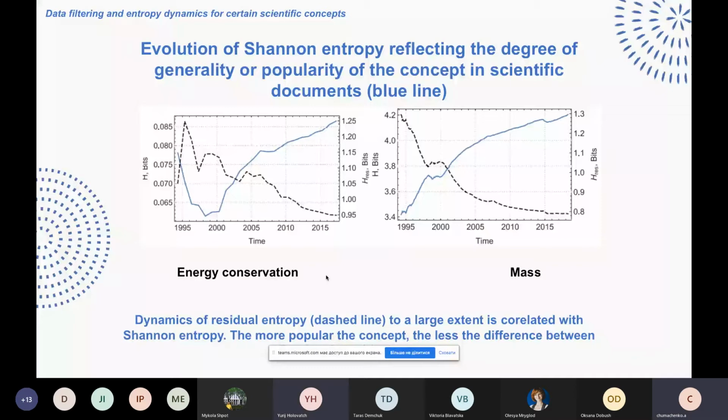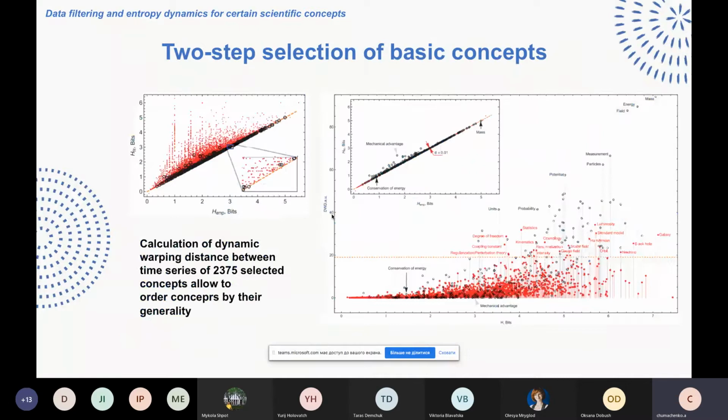Okay, thank you. We want to say the following thing: some of the concepts at a particular moment could start to be very frequently used in the literature. Then we will have very low values of residual entropy, and by mistake we can put these concepts as basic ones for this set of papers or set of documents that we study.